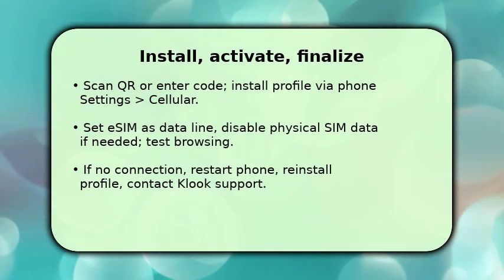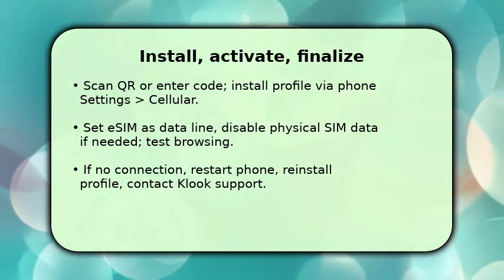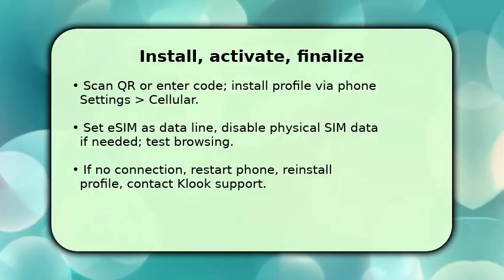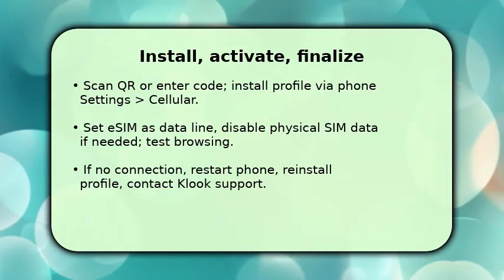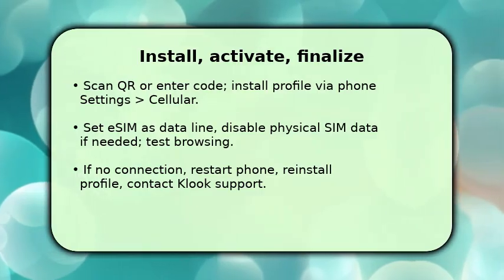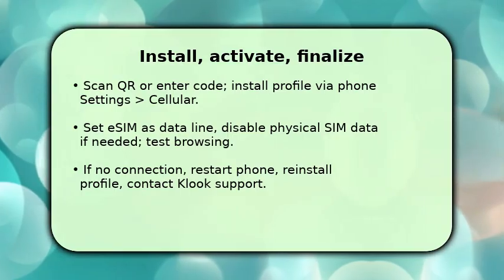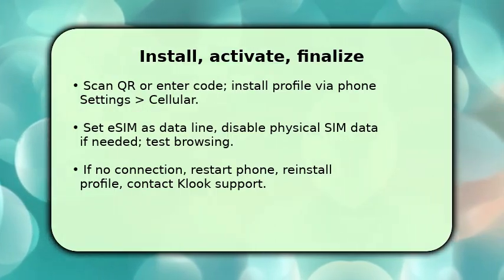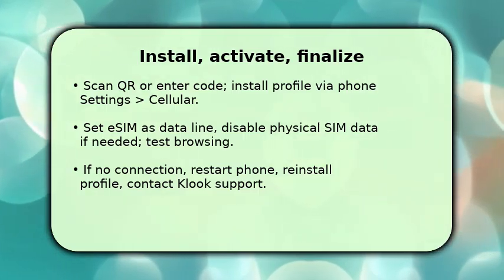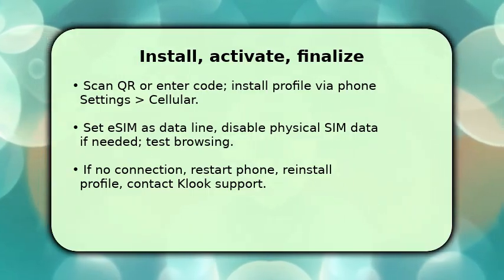After purchase, retrieve the eSIM QR or code from your Klook order page or email and follow your phone's settings add cellular plan flow to install it. Once installed, set the new eSIM as your data line and adjust roaming or data priority so apps use it. Test with a browser or maps. If it fails to connect, restart the device, remove and reinstall the eSIM profile, and then contact Klook support with your order ID. That troubleshooting tip solves most issues quickly.